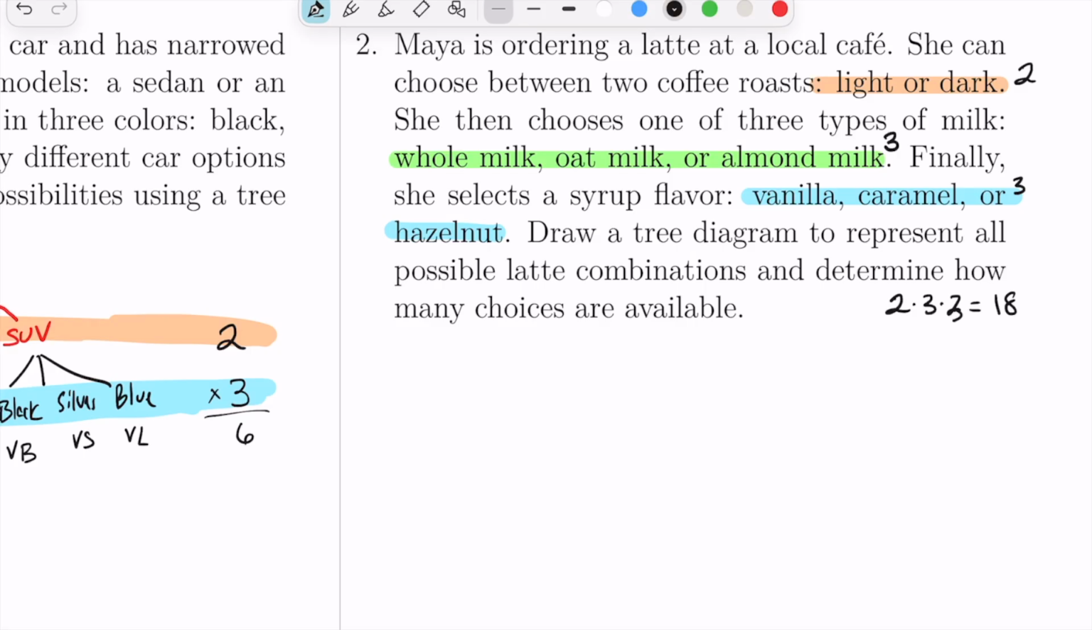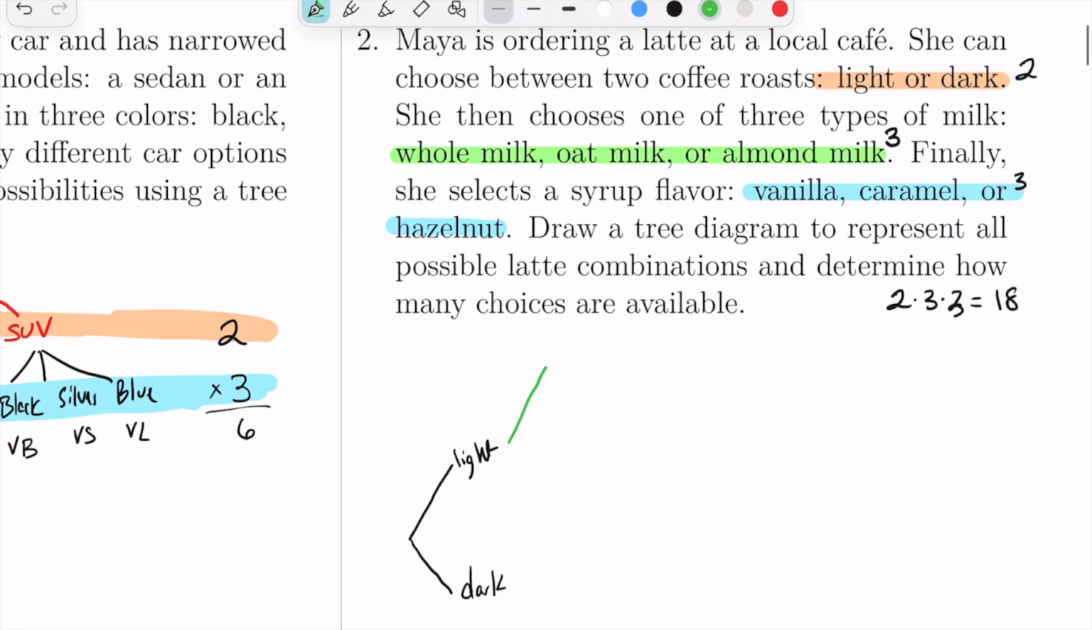So we're going to start out. I'm going to try to make as much room as I can here so we can get light or dark roast. And then after that, we've got the types of milk. We have whole milk, we have oat milk, and we have almond milk.